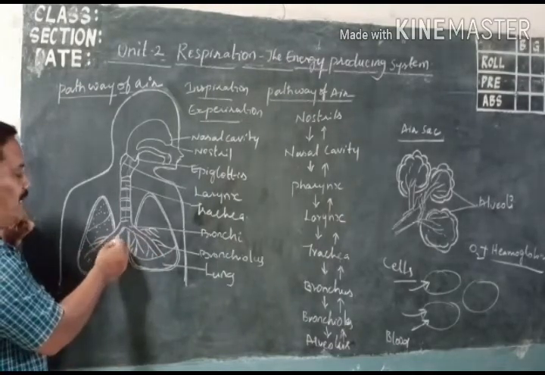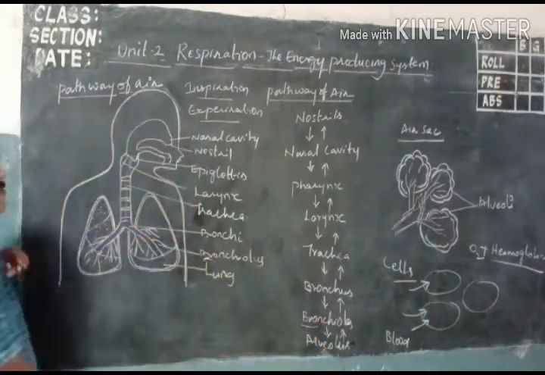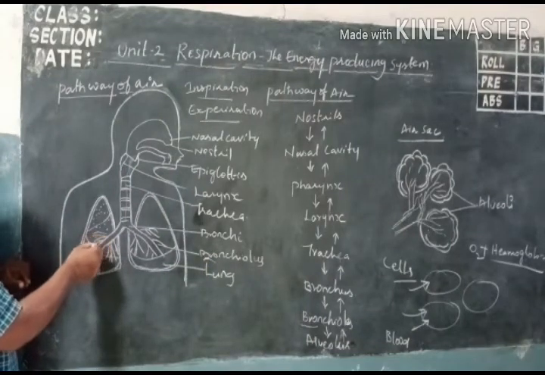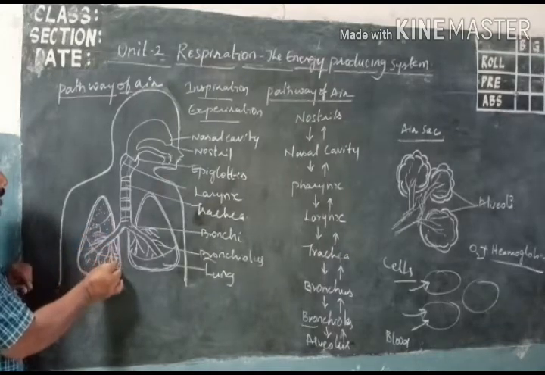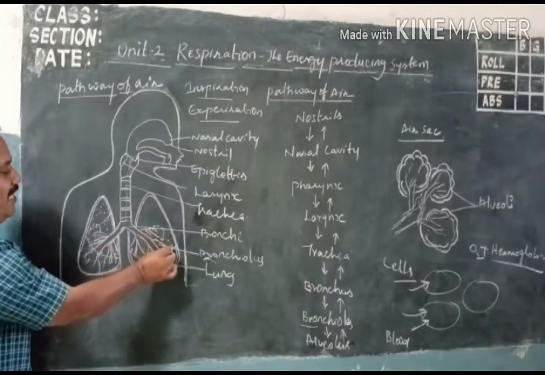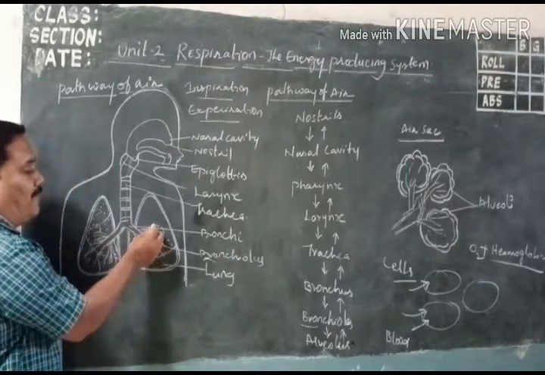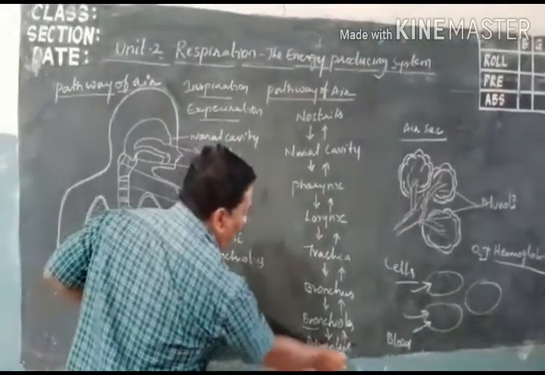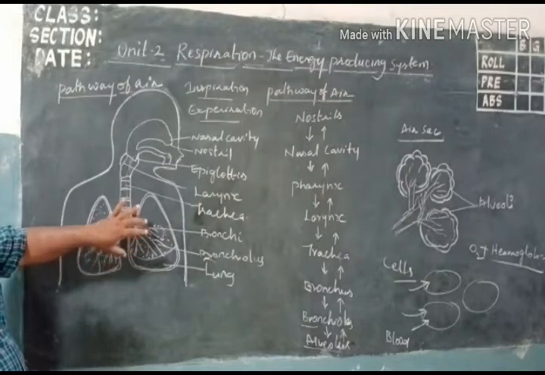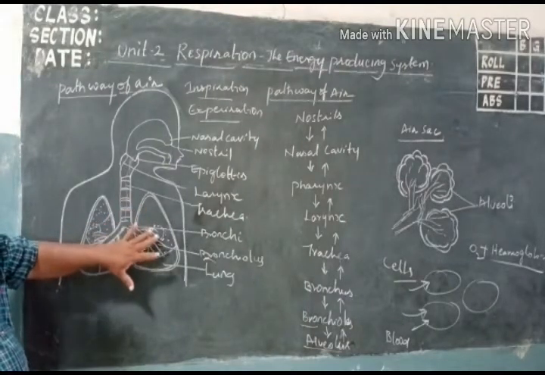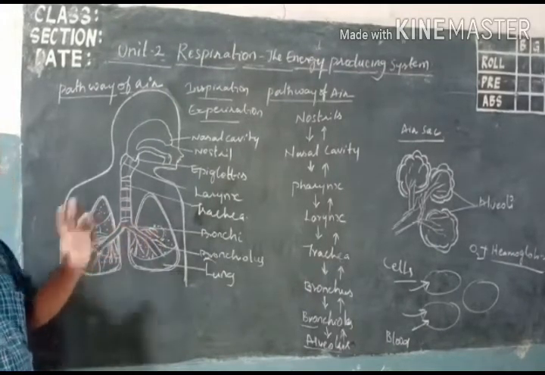The bronchi divide into a large number of bronchioles. What is that name? Bronchioles, branching like roots. That is called the bronchioles. The bronchioles are surrounded by millions and trillions of what? Alveoli, the air sacs. A large number of air sacs are present in the lungs. That air sac is called the alveoli.